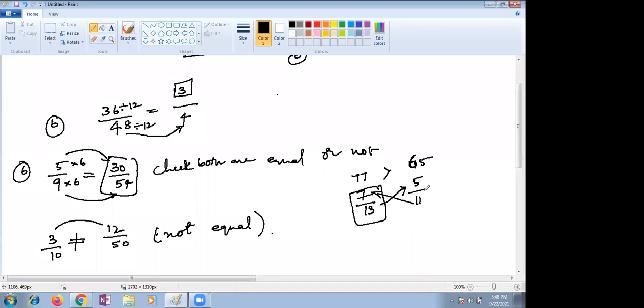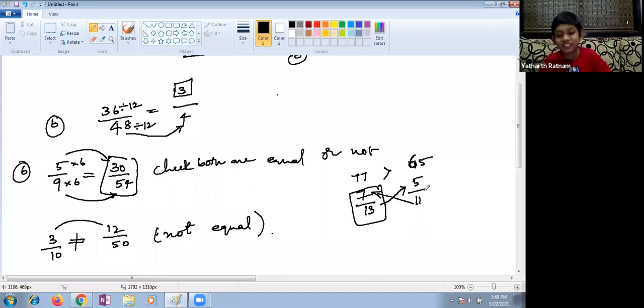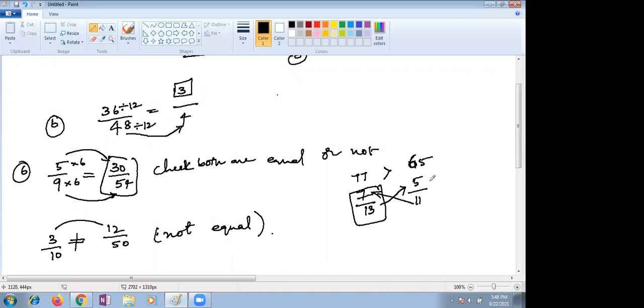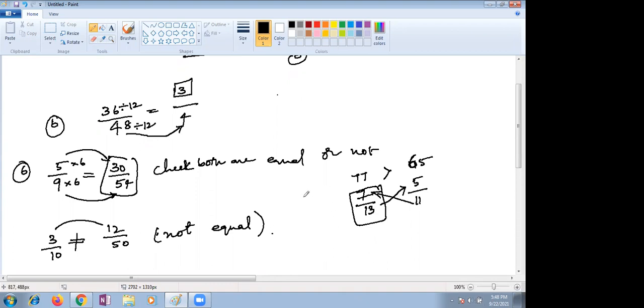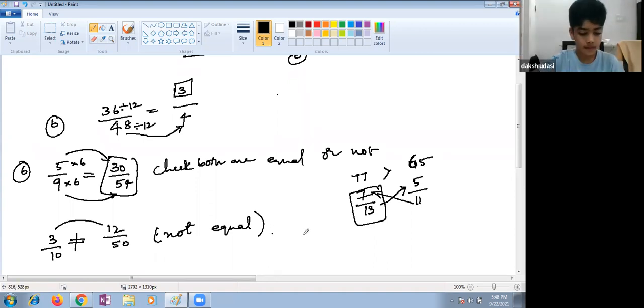We can also just check that 5 is not in the 7th table, right, ma'am? That is also true. If that type of questions, only two fractions are given, you go with cross multiplication, children. This is one simple technique for you. Please remember that part. When you want to compare two fractions, you go with cross multiplication. That's all.